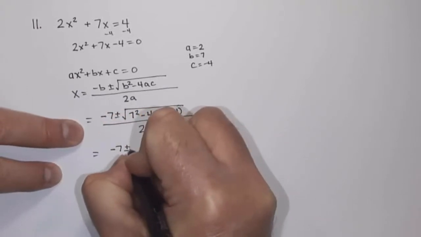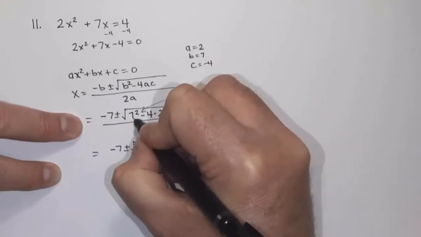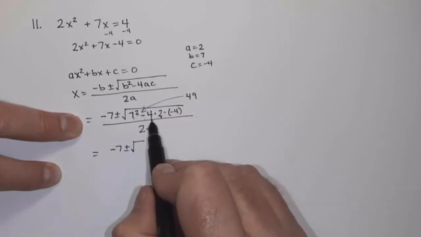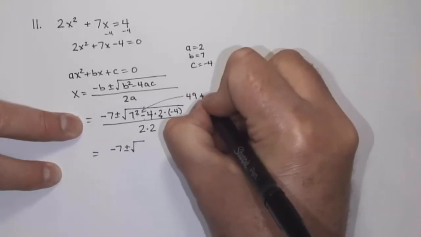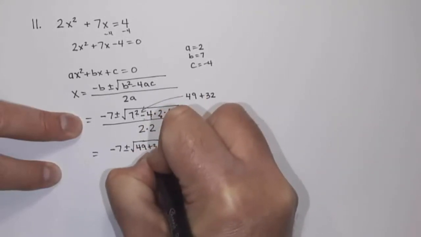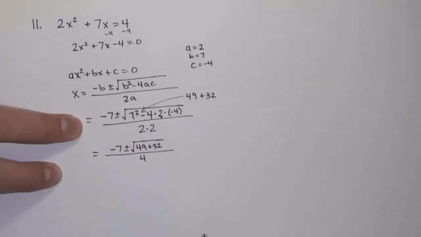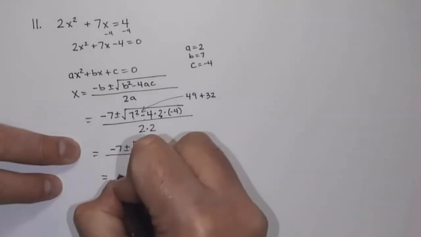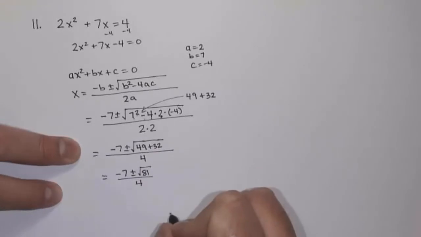So we're going to have negative 7 plus or minus the square root. Now underneath that square root, 7 squared is 49. We have minus 4 times 8. That's negative 8. Negative 8 times negative 4 is positive or plus 32. So we have 49 plus 32 underneath the square root. And 2 times 2 is 4 in the denominator. Now 49 plus 32 is 81. So we have negative 7 plus or minus the square root of 81 over 4.